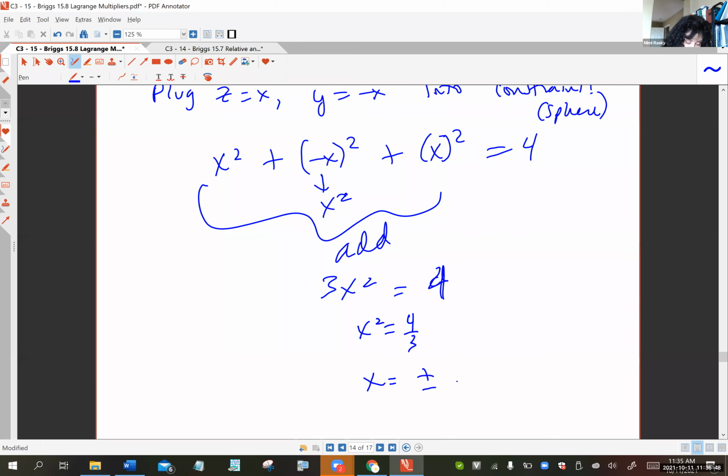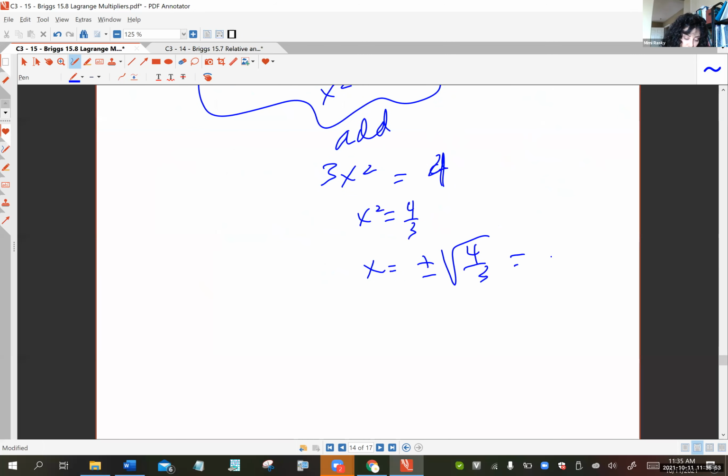I'm going to square root both sides. So don't forget your plus or minus. Oh, so x can be plus or minus. I'm going to simplify this a little bit: 2 over square root of 3. Does that mean y could be plus or minus? No, no, no. This is where you're going to screw up.